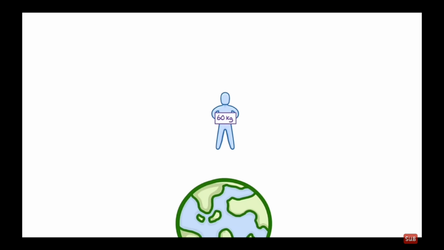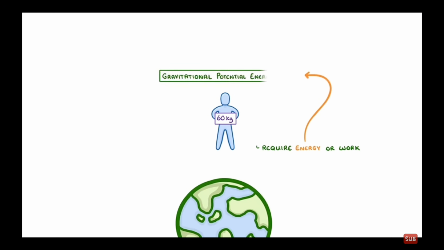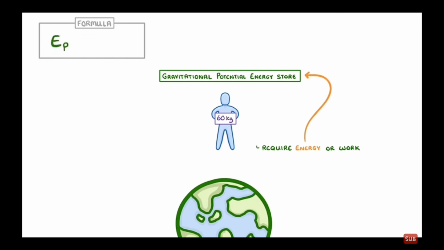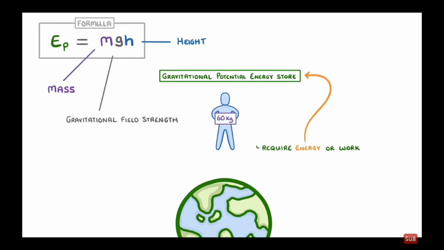So to lift up an object and overcome this force of gravity is going to require energy or work. And this energy that we use will be transferred to the object's gravitational potential energy store. The formula for gravitational potential energy, which can be written as Ep, is that Ep equals mgh, or mass times gravitational field strength times height, with the units being kilos, newtons per kilo, and meters. And as gravitational potential energy is a form of energy, it's measured in joules.